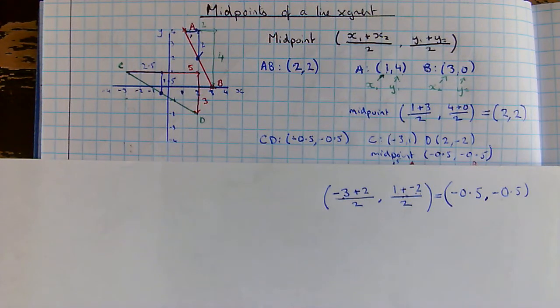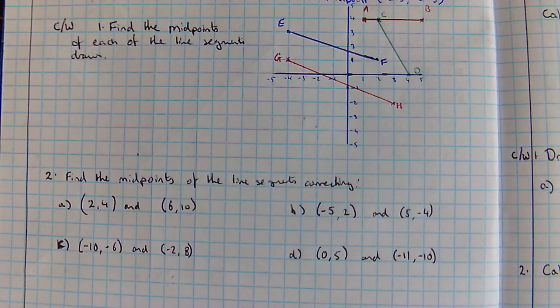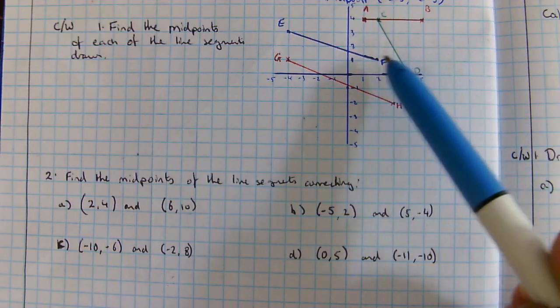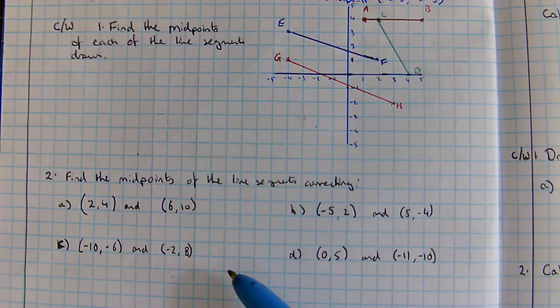Pause the video now, write down the worked example, and then there's some questions for you to try yourselves. Okay, so we've got 8 questions here. The first 4 you've been given a picture to help you. For the second set of 4 questions, you've just been given the coordinates, and so you're going to need to use the formula to work it out. Pause the video now, have a go at those questions, and when you're ready, press unpause to go through the solutions.